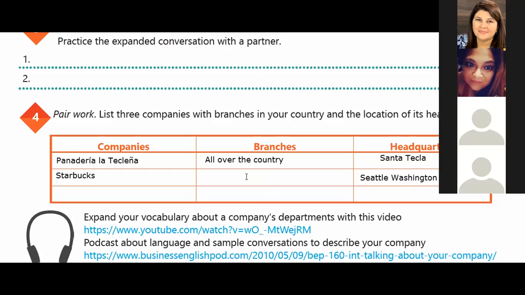Okay, so where, I mean, does it have branches in your country? Yes. Okay, where are these branches? Santa Elena, right? Santa Elena, Metro Centro, bueno. Colonia Escalón, Galería Escalón. Colonia Médica. Okay, and etc. Right? Okay. Now the last one.